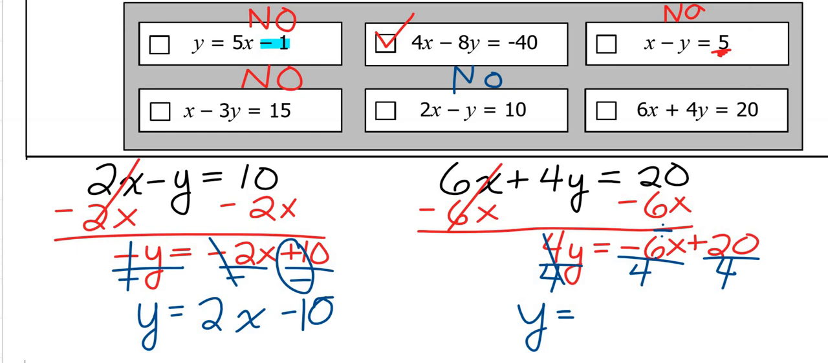I can divide top and bottom by 2. That's the greatest common factor. So negative 6 divided by 2 is negative 3. 4 divided by 2 is 2. So negative 3 over 2x. And then positive 20 divided by 4 is positive 5. And that is what we want. It has a y-intercept of positive 5. So great. The last one is a line with a y-intercept of 5. So we have two choices here. The second one and the last one. Okay, let's keep it moving.